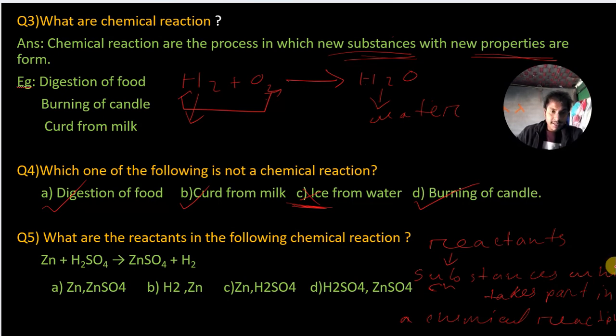So here in this reaction, zinc and sulfuric acid are taking part in the chemical reaction. These two substances, so these are what? These two are reactants, and these are what? Products. Now what is a product? Products are the result of a chemical reaction. So zinc and H2O, option A, no. B, no. C, zinc and H2SO4. So this is the correct answer. The others are not reactants. These two are reactants, zinc and H2SO4.